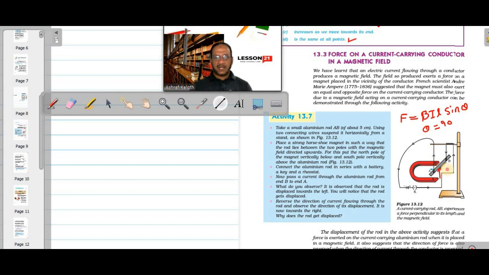The current is flowing in this direction, so the angle between the direction of magnetic field and the direction of current is 90 degrees. Sin 90 is 1, the maximum value of sin theta. So the force will be BIL sin theta, with sin 90 equal to 1, so BIL will be the force. That is the maximum force. Then write down the answer.